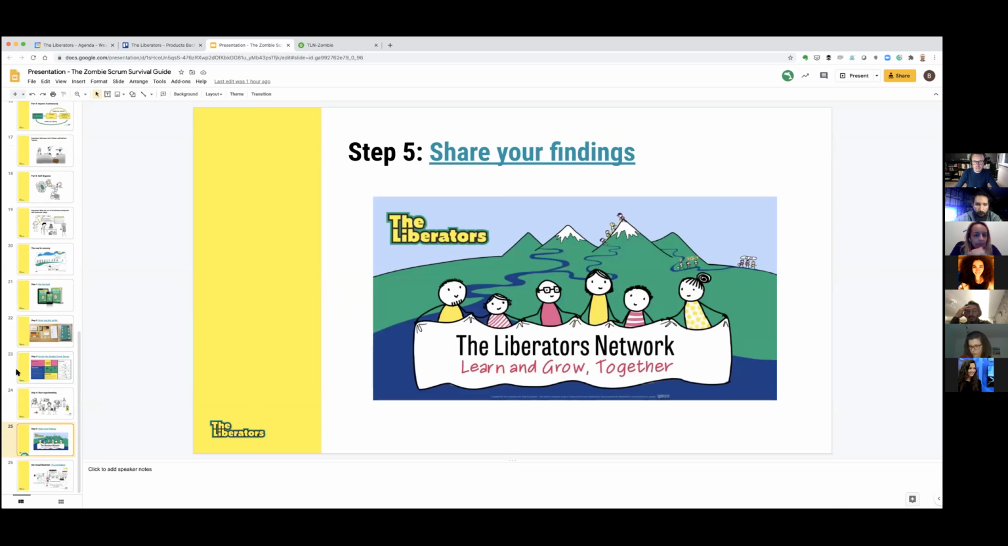And mostly just share your findings within your own community, the community that you are part of, the Turkish community. Together with the Turkish community and all the other local user groups, we are going to organize more meetups to help you figure out how to deal with Scrum or zombie Scrum in your organization. And my time box has expired.